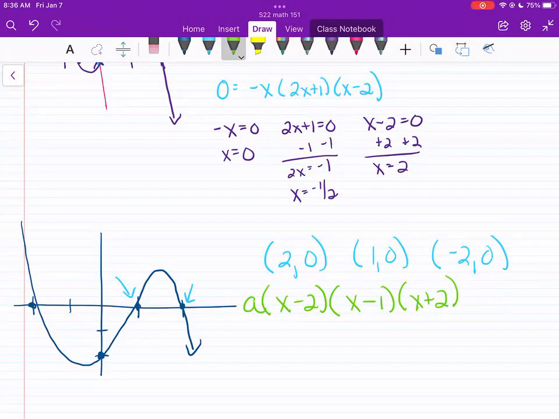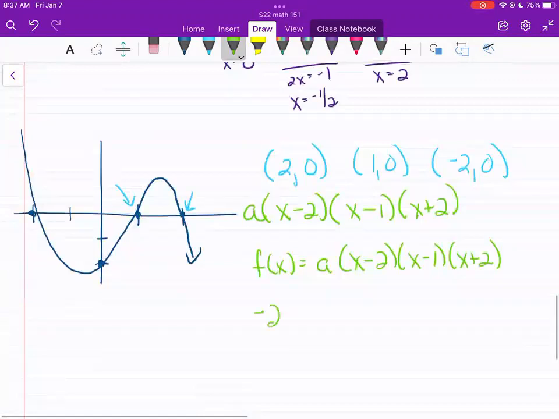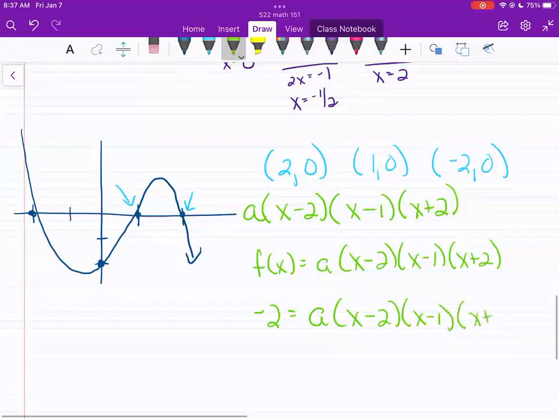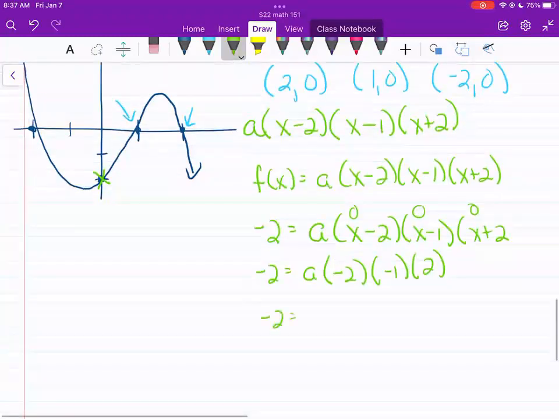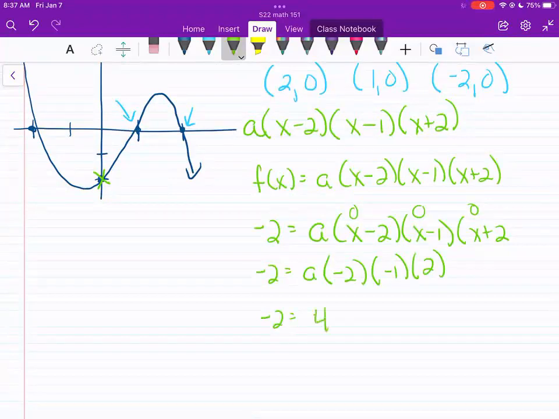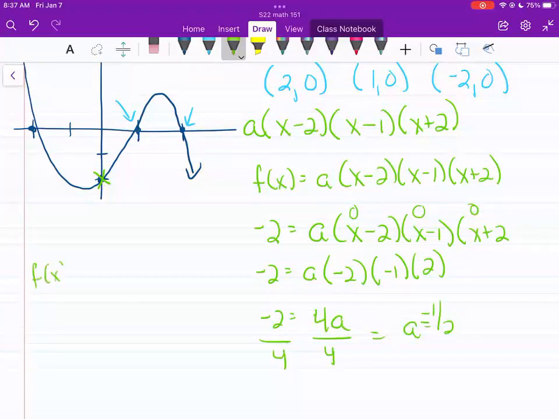However, we do know that this equation also crosses the y-axis at -2. So we know that -2 is equal to a times x minus 2 times x minus 1 times x plus 2. But at that point, we know that x equals 0. So if I plug in 0 for each of these, I end up with -2 times -1 times 2, which leads us to 4a. When I divide both sides by 4, I get a equals -1/2. And so my final equation I can write as -1/2 times x minus 2, x minus 1, x plus 2.